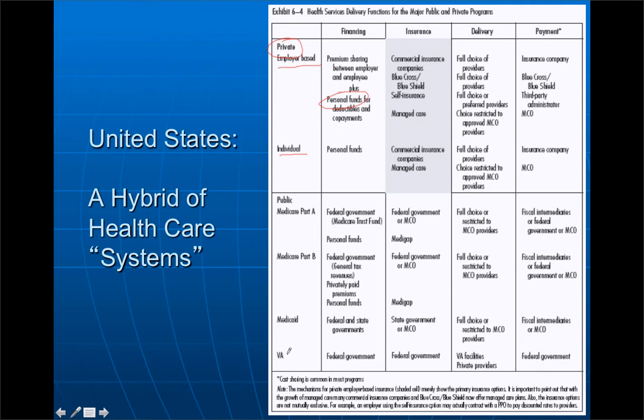There's also a VA system, which is public, where the federal government owns the system and pays for it. The insurance is federal government. The delivery system may be private for Medicare and Medicaid, or it may be government sponsored if it's for the VA system, for example. Payments are determined by the government. The government puts the money out through private insurance companies if there's a managed care plan involved. And in the VA system, the government pays for everything.